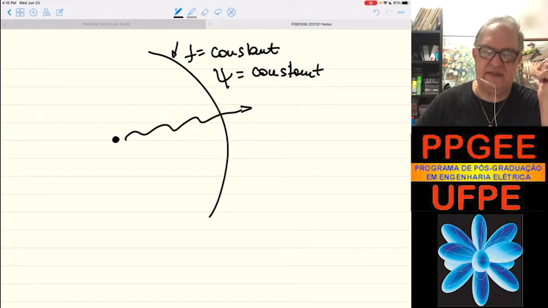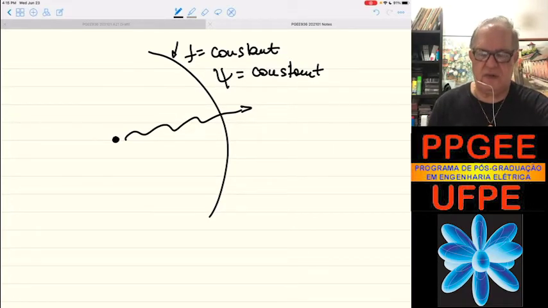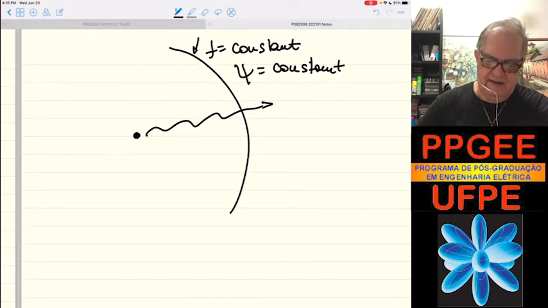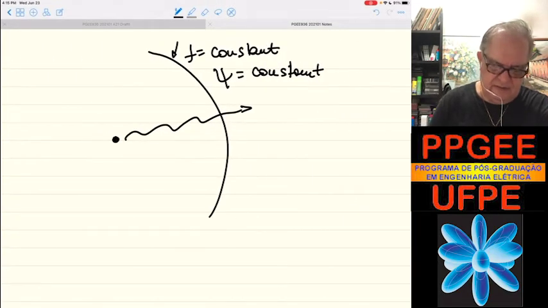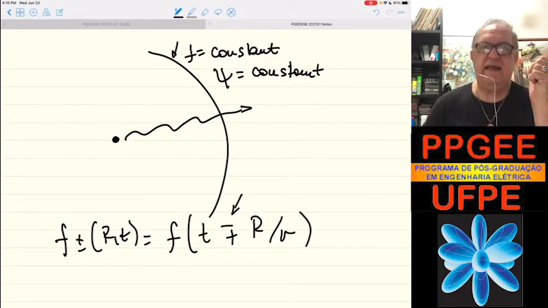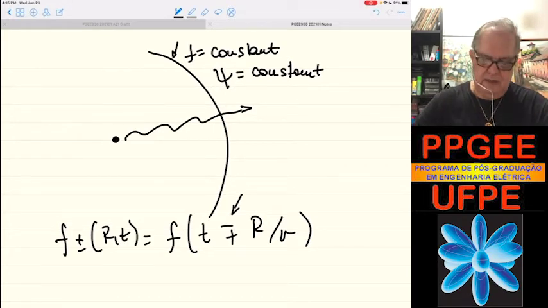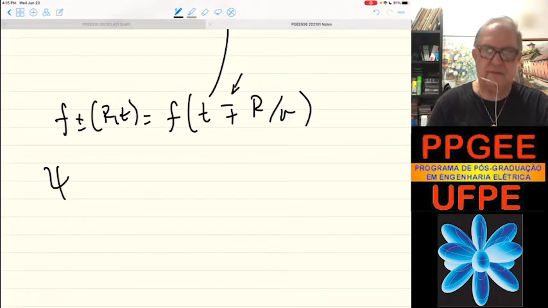That's the solution of the scalar wave equation away from the origin in spherical coordinates. So that's what we have, a solution in the form where the minus sign is a divergent wave and the plus sign is a convergent wave. Okay, so that's the solution.